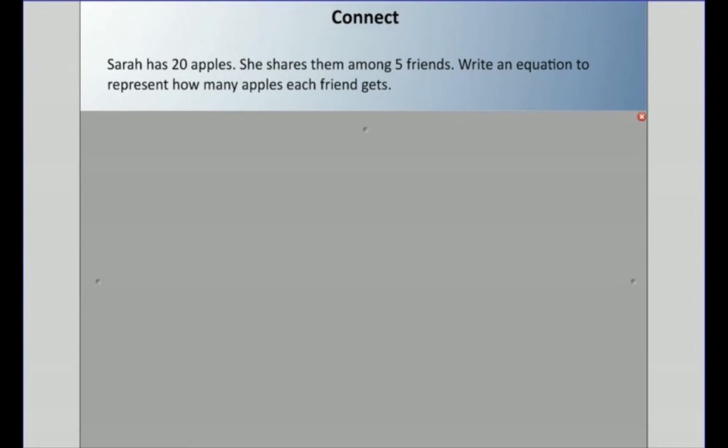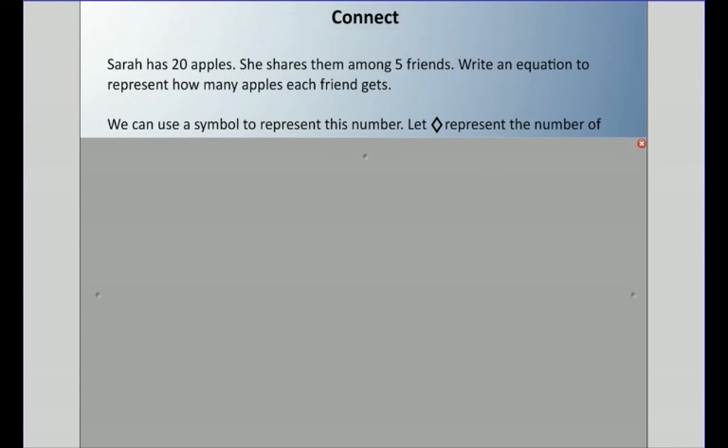Last lesson we were talking about adding and subtracting with equations. Let's do the other stuff, the multiplication and division with equations. And let's say Sarah has 20 apples, and she's going to share these apples among her 5 friends. And I want you to write an equation to represent how many apples each friend gets.